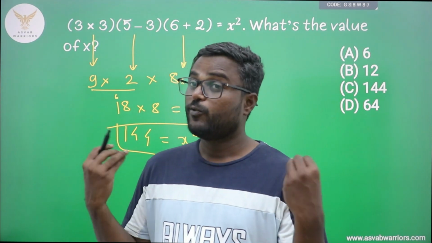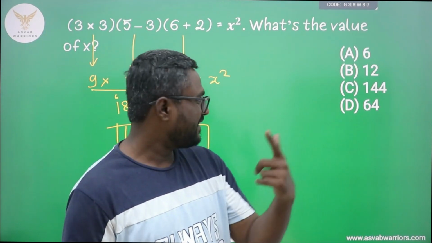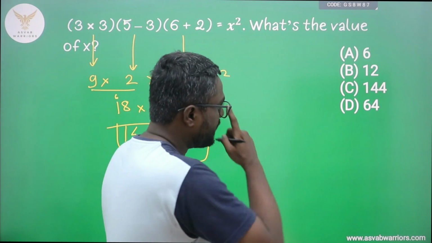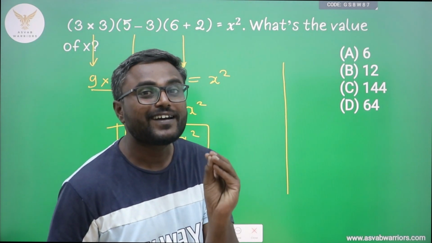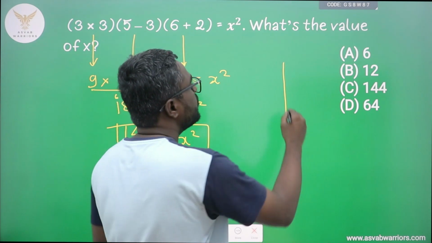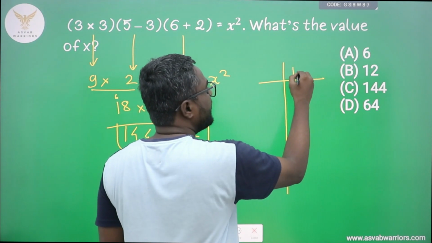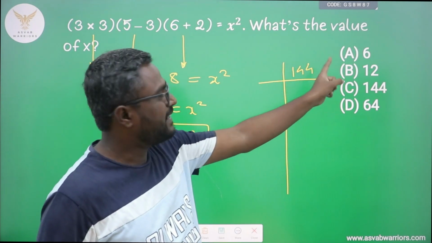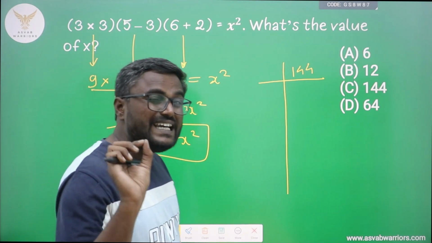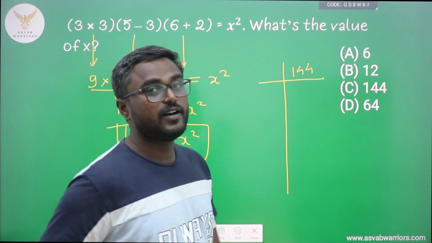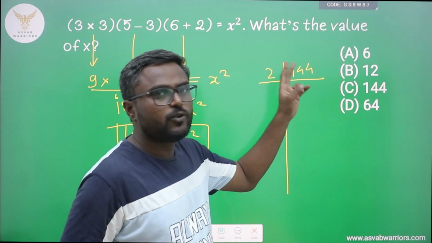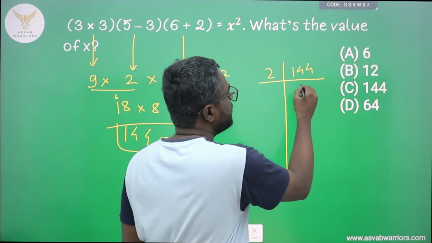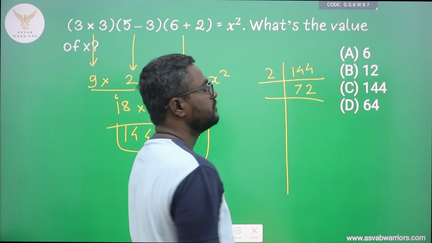Now, if you guys know that the square root of 144 is 12, fine. If you guys don't know, there is a method of solving it. How do you do that? This method is called the prime factorization method. So first thing, what will you do? You'll write 144 on the right hand side. Find the least prime number that you can divide 144 with. I think 2. So 144 divided by 2 is nothing but 72.